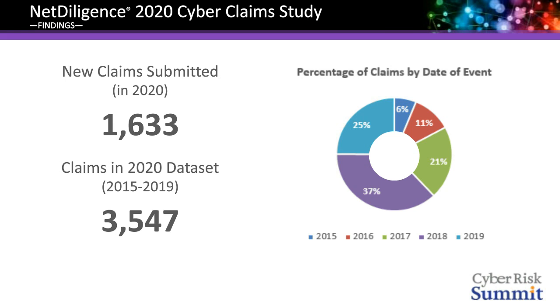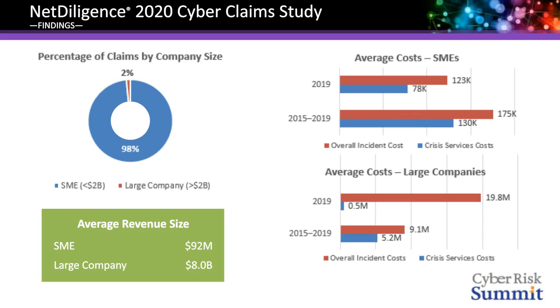This is very much an SME study, even though we do have some large company claims here. As you can see from the pie chart in the upper left, this is very much about Main Street companies as opposed to Wall Street companies. 98% of the events involved an SME. We define that as less than $2 billion in revenues, but the average was about $92 million in revenue. Large companies, a very different picture. The average is about $8 billion in revenue.